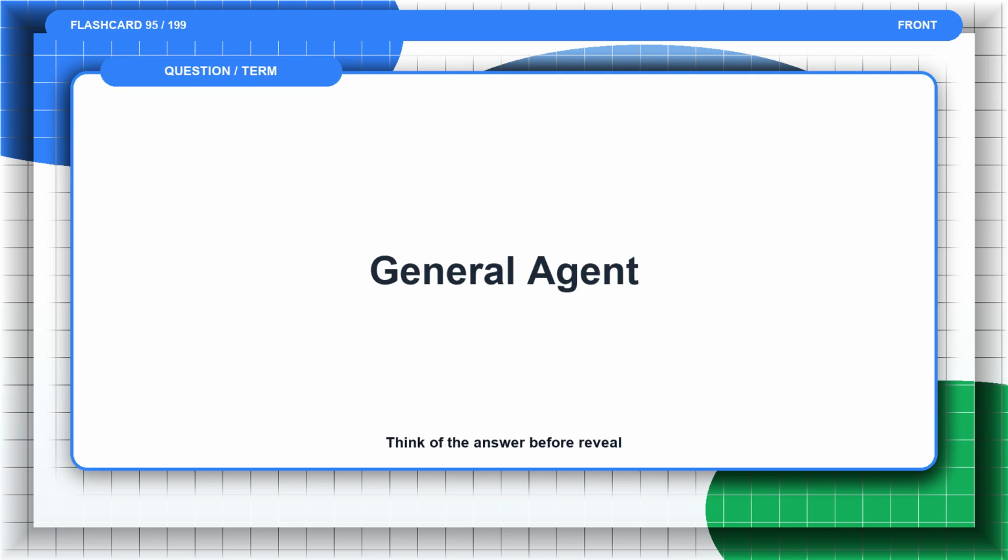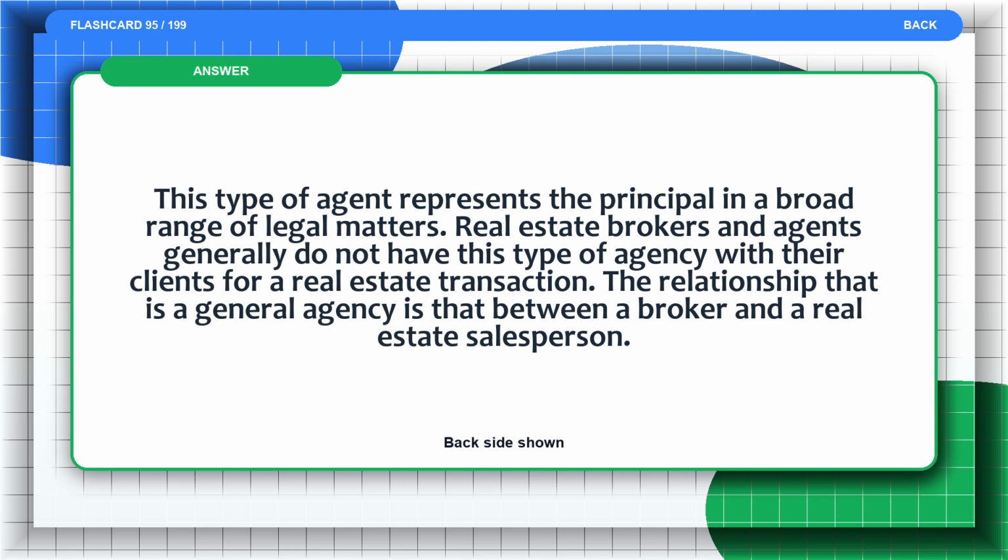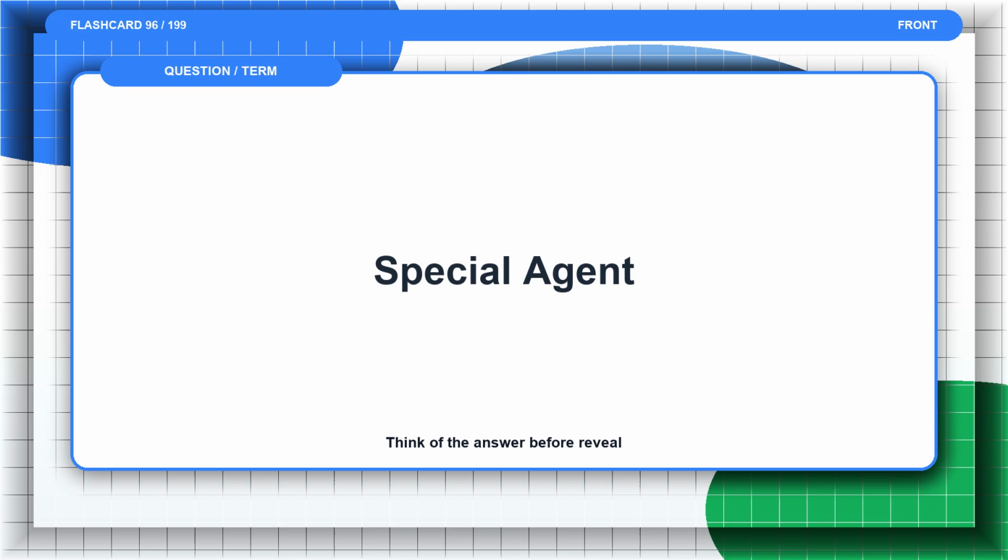Flashcard 95. General agent. Pause and think of the answer before the reveal. The answer is, this type of agent represents the principal in a broad range of legal matters. Real estate brokers and agents generally do not have this type of agency with their clients for a real estate transaction. The relationship that is a general agency is that between a broker and a real estate salesperson. Flashcard 96. Special agent. Pause and think of the answer before the reveal.